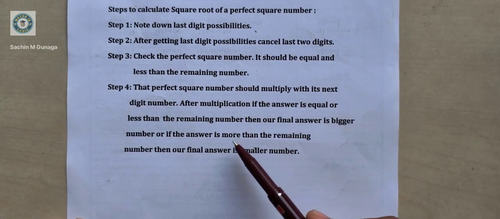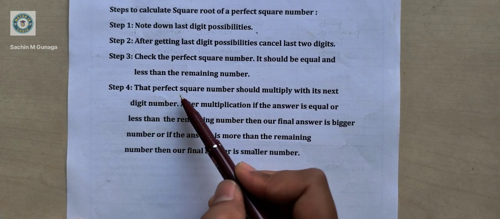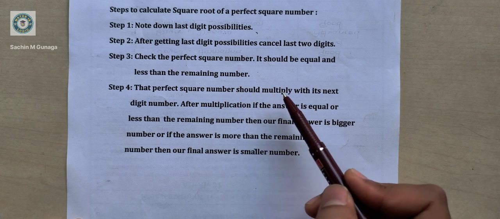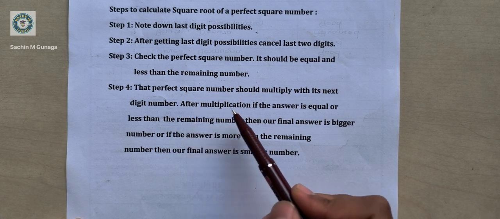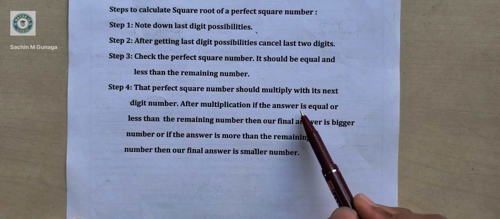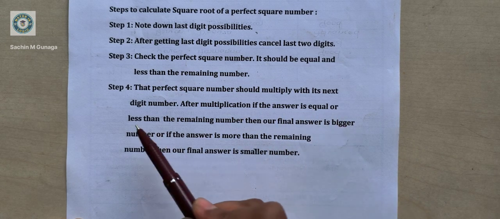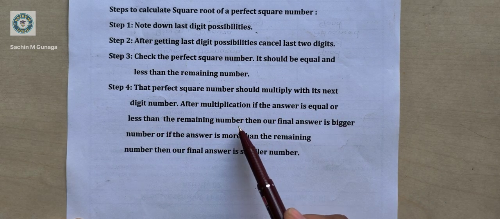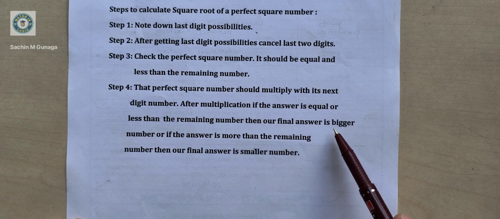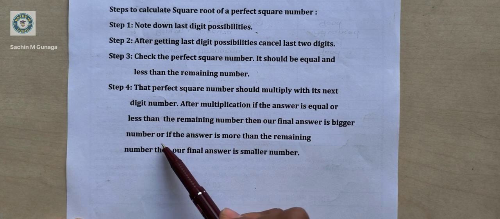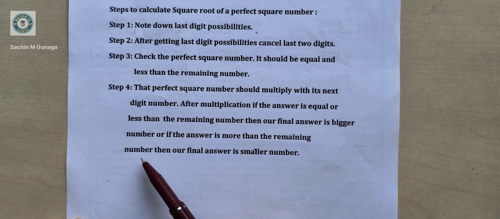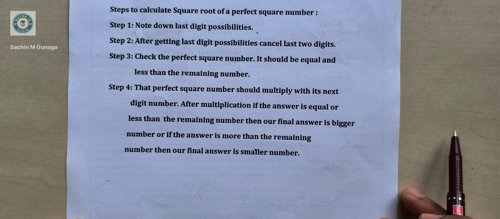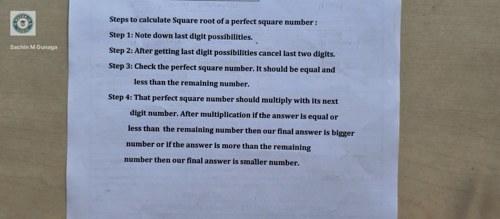Step 4, that perfect square number's root should be multiplied with its next number. After multiplication, if the answer is equal to or less than the remaining number, then our final answer is the bigger number, or if the answer is more than the remaining number, then our final answer is the smaller number. So here we will take some examples.